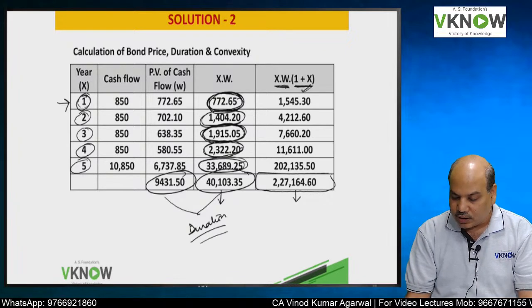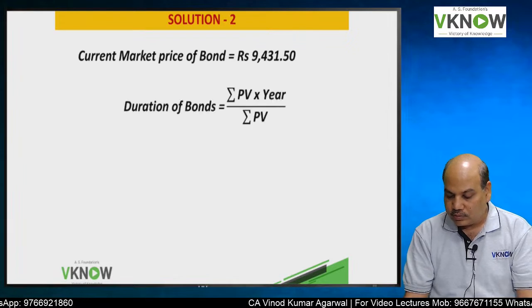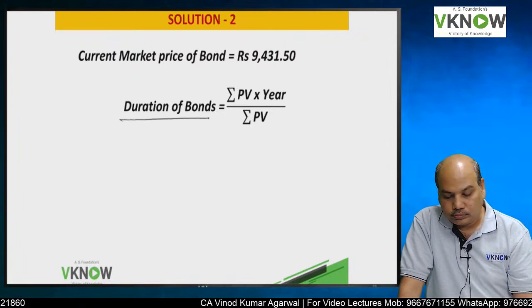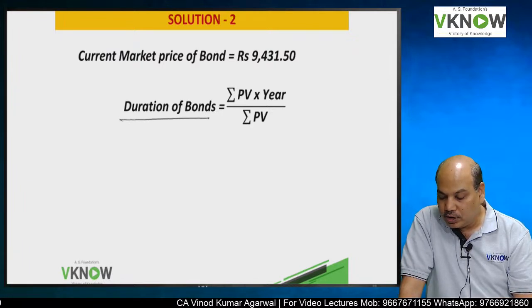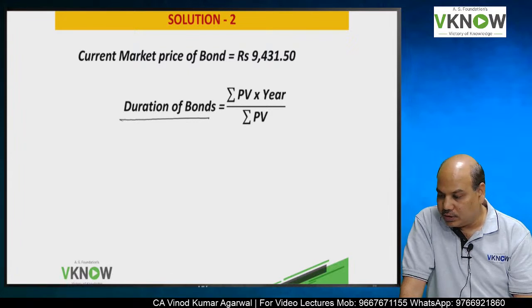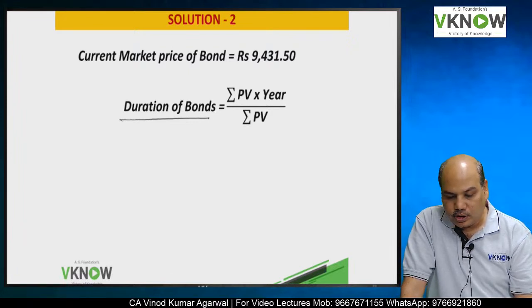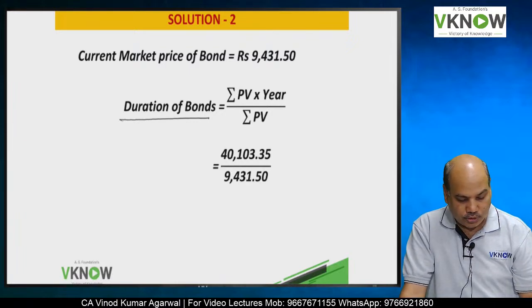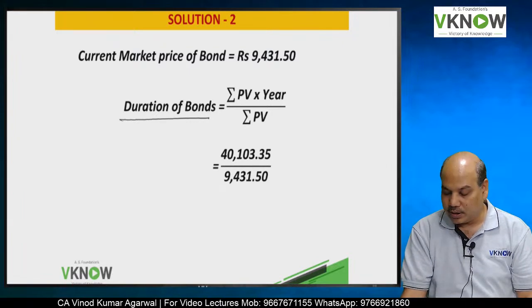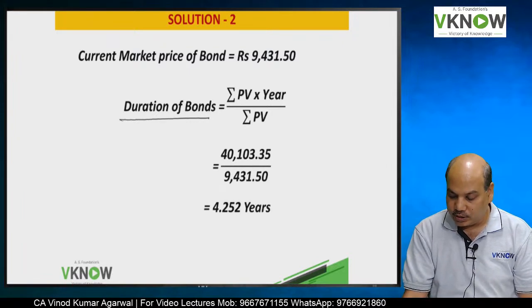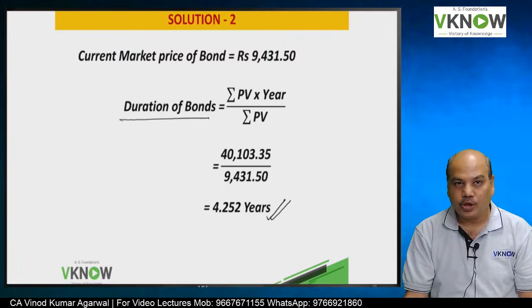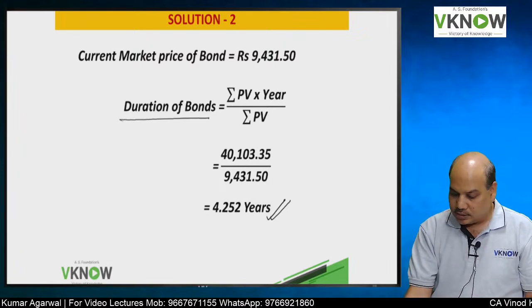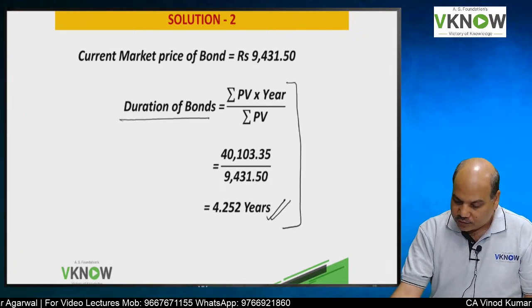Okay. So now the next task will be to find out the duration of the bond. Write down duration of the bond is equal to summation PV into year divided by summation PV. So you will write 40103.35 divided by 9431.50. So this is duration, 4.252 years. See the presentation, how you have to write the answer in detail.